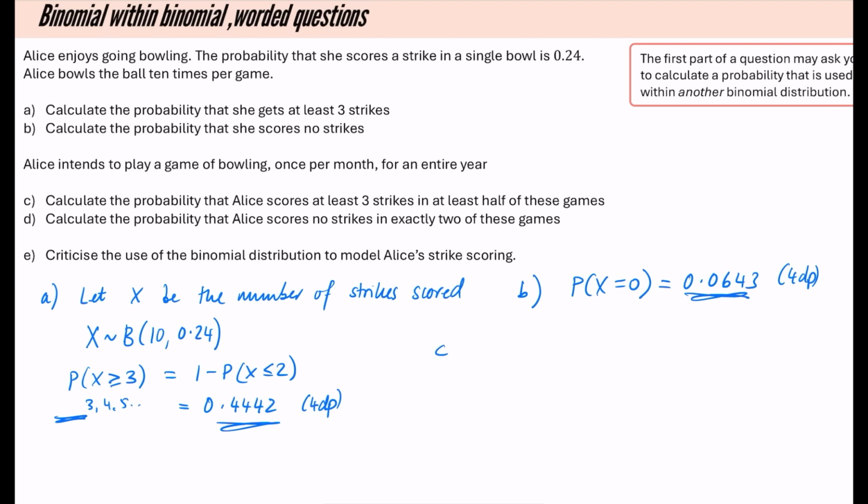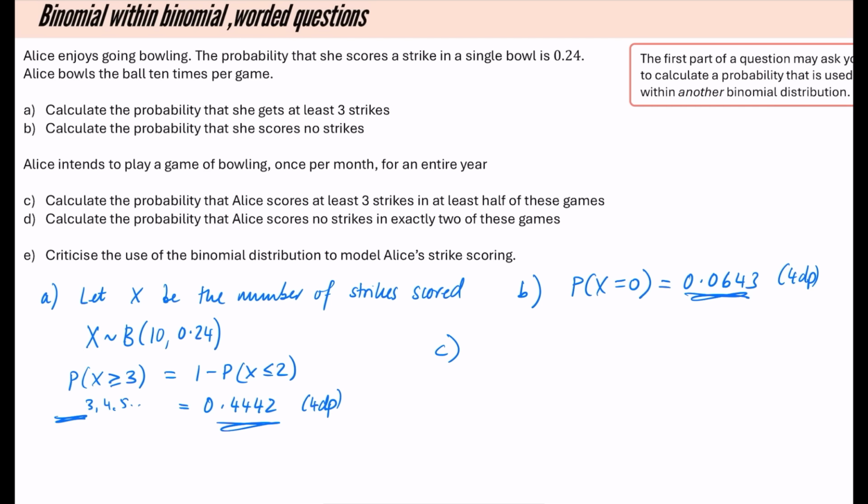And then this is where it gets interesting, because it says that Alice intends to play a game of bowling once per month for an entire year. So she's going to play 12 games of bowling in this year. Calculate the probability that Alice scores at least 3 strikes in at least half of these games.